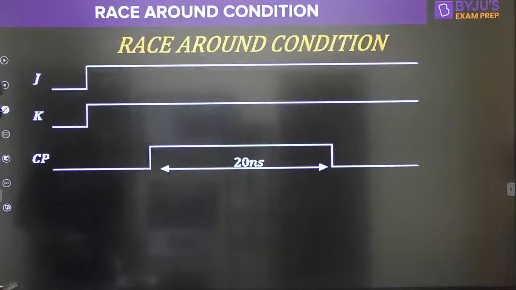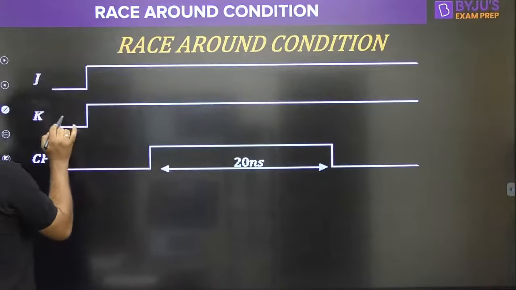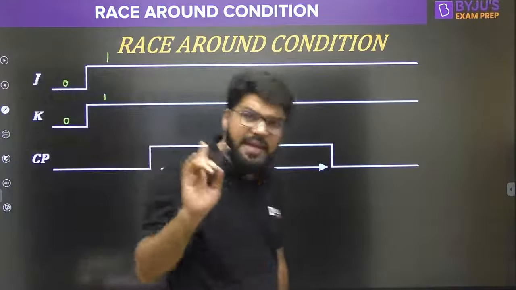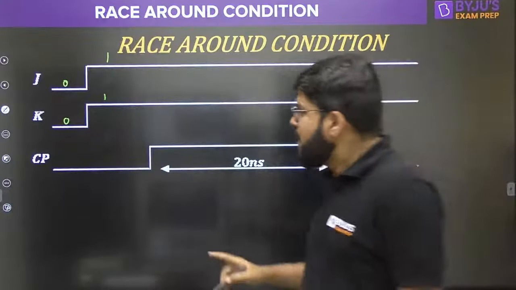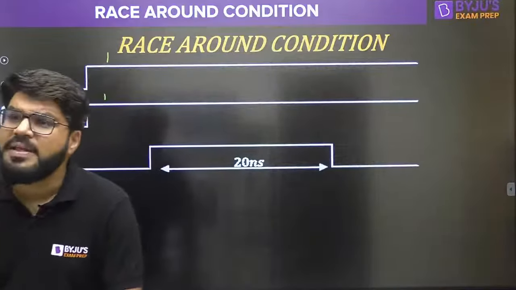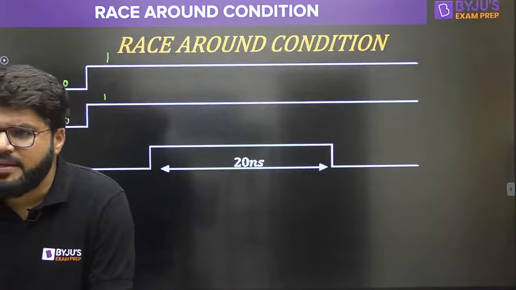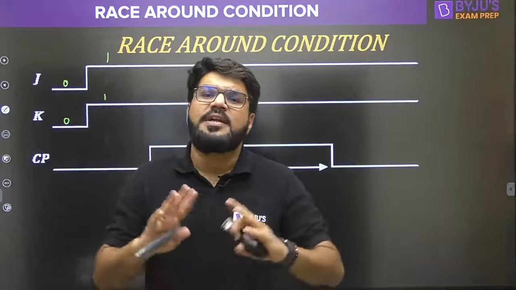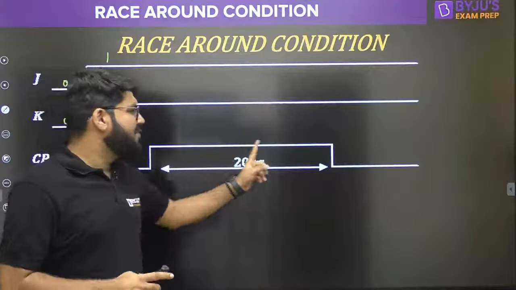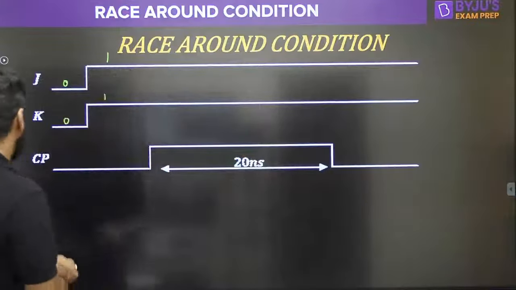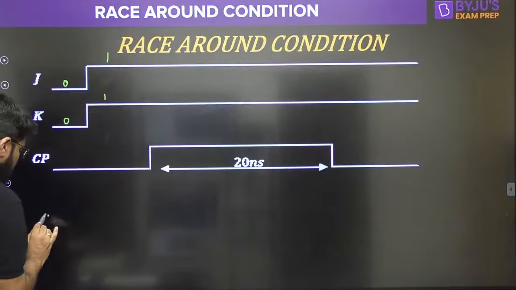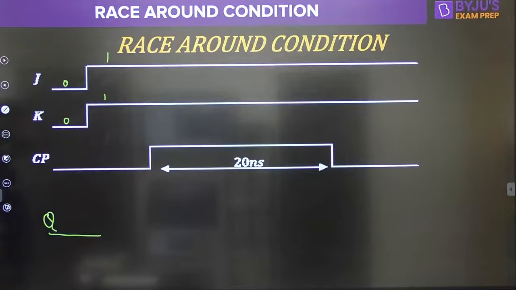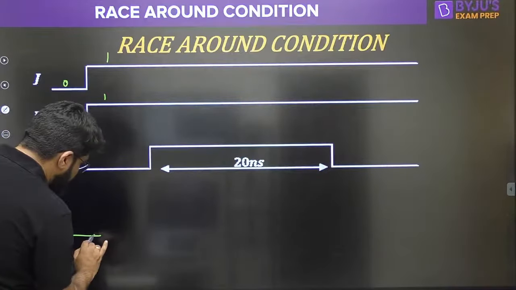Look at this picture. What I'm doing here is J and K, suppose initially 0, and now I make J and K equal to 1. But I'm telling you again, J and K equal to 1 does not mean that the output will toggle immediately. The input will not be accepted unless the door opens, and the door here is the level 1 of the clock. So what is the output? Output is Q, which was initially reset, and it will remain reset unless and until the door opens.